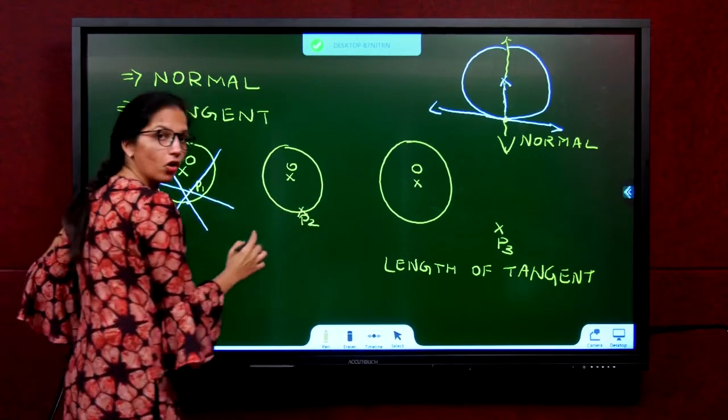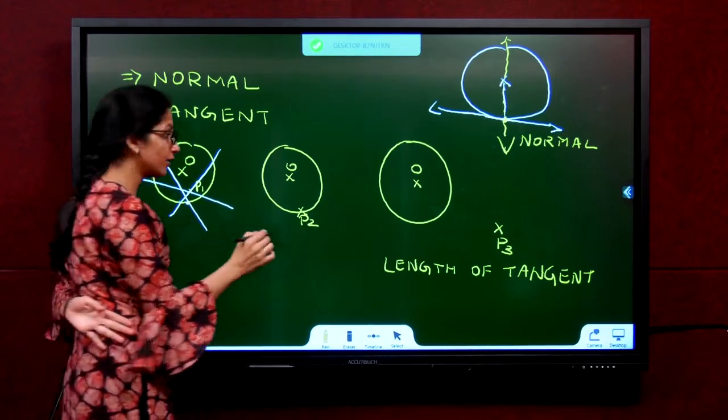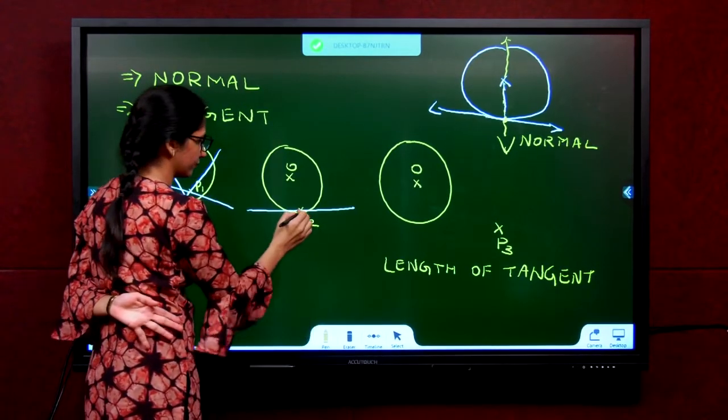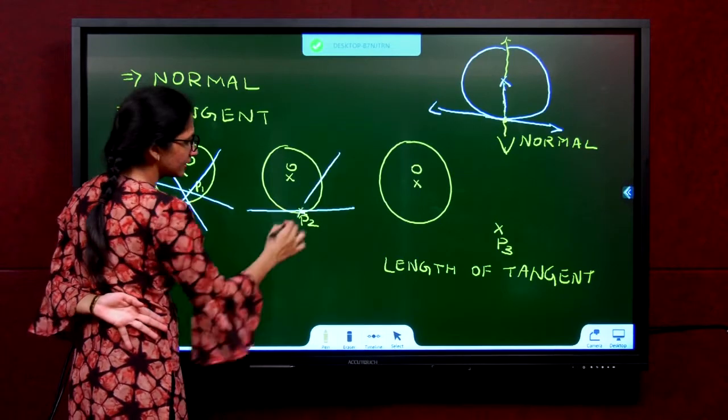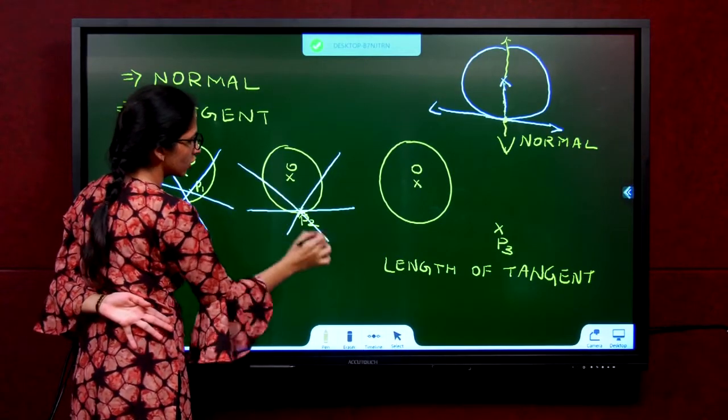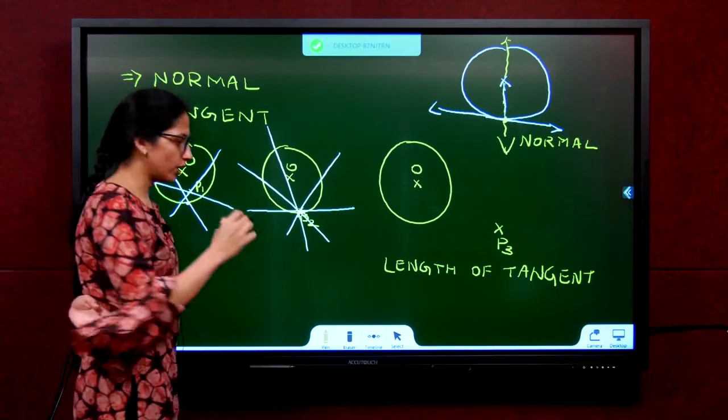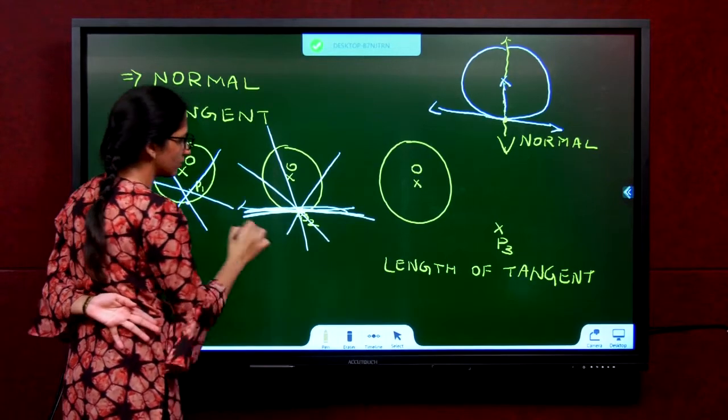If you have a point on the circle, can you draw any tangent? Yes, you can draw only one tangent. What about others? This is not a tangent, it touches at 2 points. Not a tangent, not a tangent. There is only one possible tangent.